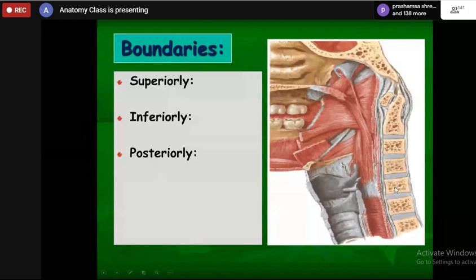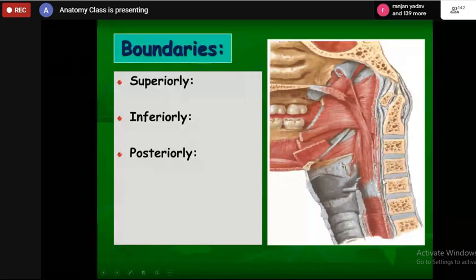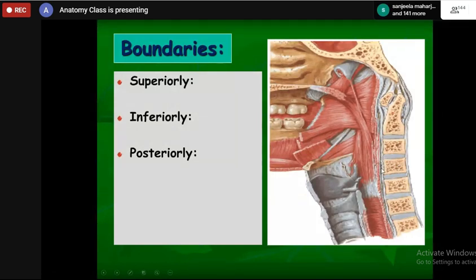Now next, anterior to those vertebrae, can you see the long ligament? This one is known as the anterior longitudinal ligament. Now, this one is the pharynx. Can you see just behind the pharynx a small gap present over here? This gap is lying behind the pharynx. That's why it is known as the retropharyngeal space.